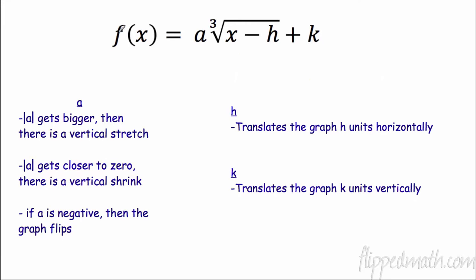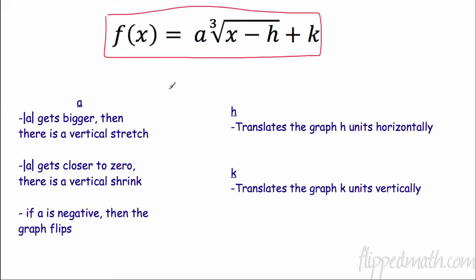So let's take a look here. Now here's the great thing. Here's our generic cube root function. All the rules are the same as with the square root function. As the absolute value of a gets bigger, there is a vertical stretch. It increases by that amount. As the absolute value of a gets closer to 0, it shrinks, so it flattens out. So this one might be a big vertical stretch. This one would flatten out. If a is negative, then the graph flips.